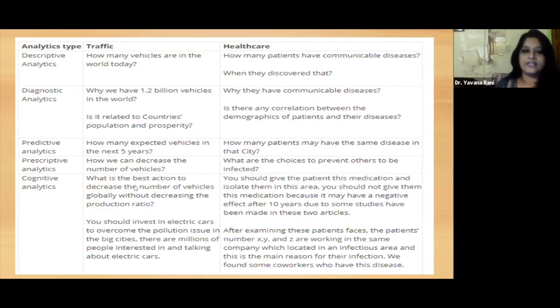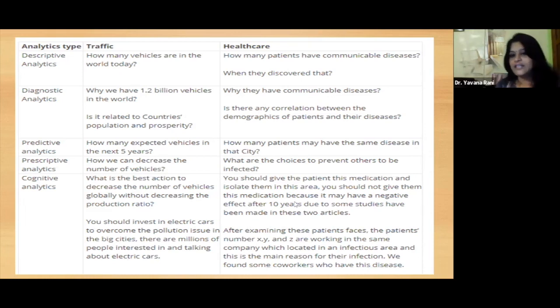So this is one of the other analytics, cognitive analytics. What's the best action to decrease the number of vehicles globally without decreasing the production ratio? It's a cognitive decision. The production rate should not go down, but at the same time you have to decrease the number of vehicles. So the alternate decision you have to take is to invest in electric cars, which overcomes the pollution issue in big cities. There are millions of people interested in and talking about electric cars.